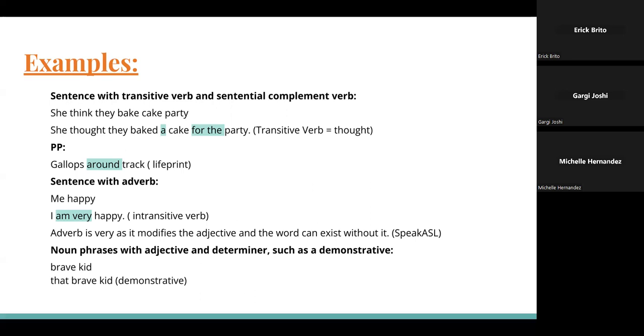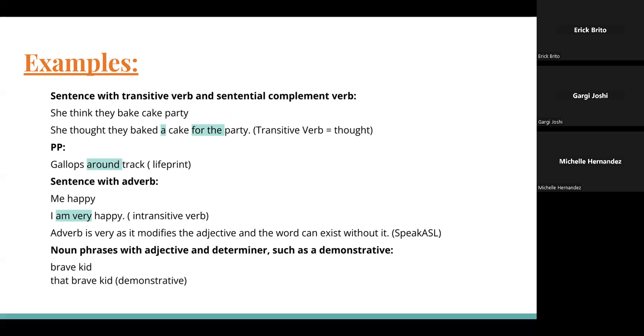When you translate that into ASL, the direct translation is "me happy." However, the happy changes with non-manual markers, meaning that someone could emphasize the happiness more. When they sign happy, it would be at a greater volume, so to speak, to show that someone is really happy. So then we say that the adverb is very, and it modifies the adjective in the word and can exist without it.